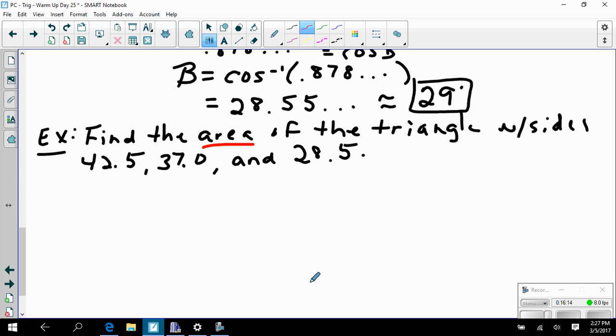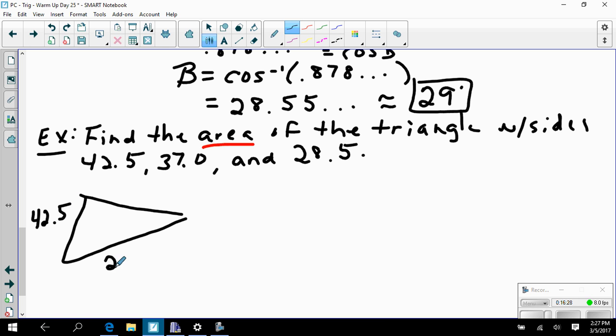So remember the area formulas, we've got a couple options. So let's just draw this out, see what we've got here. They didn't really say anything except just what the sides are. So this is 42.5. We'll call this 28.5. Call this 37.0. Doesn't really matter. And I'm looking for the area.